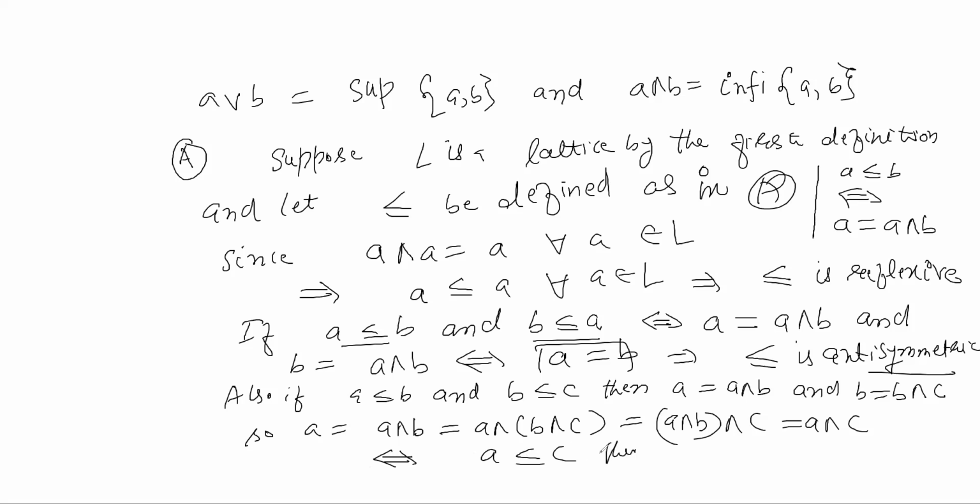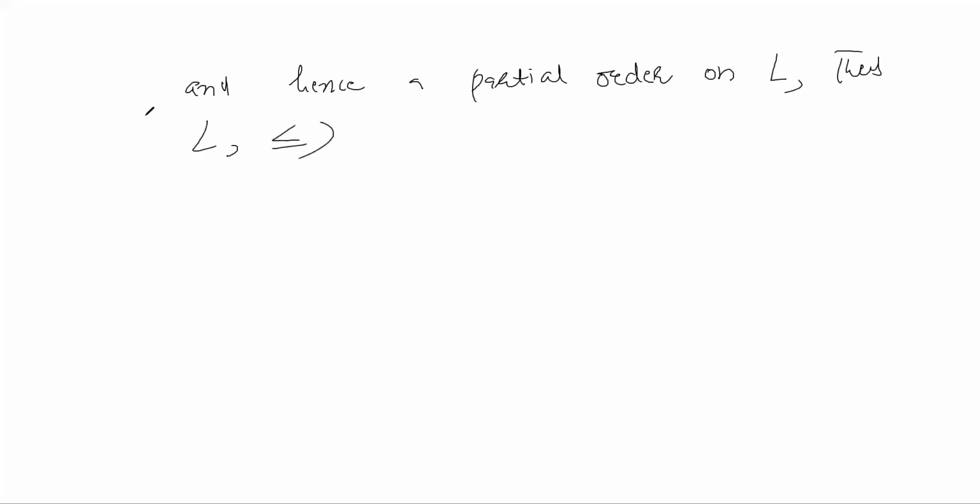So thus this less than or equal to is transitive and hence a partial order on L. So thus L with respect to this is a poset. It is a partially ordered set.